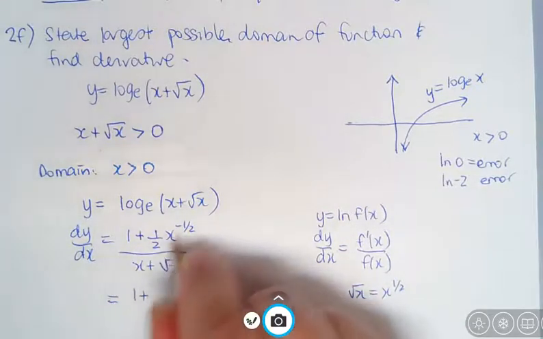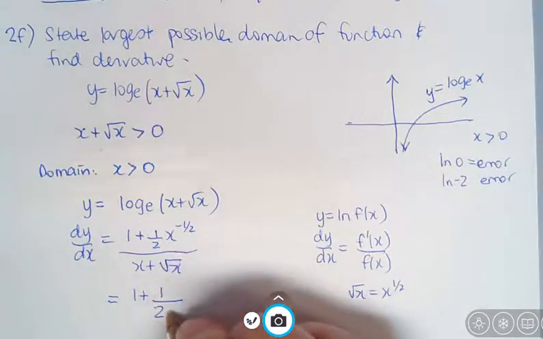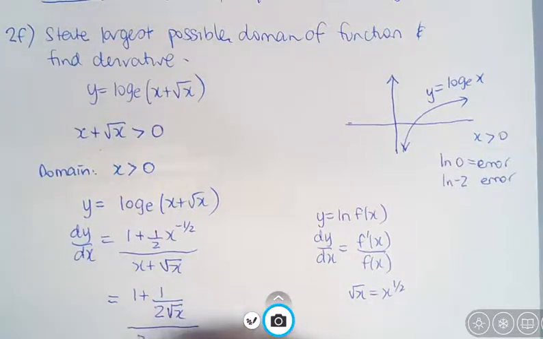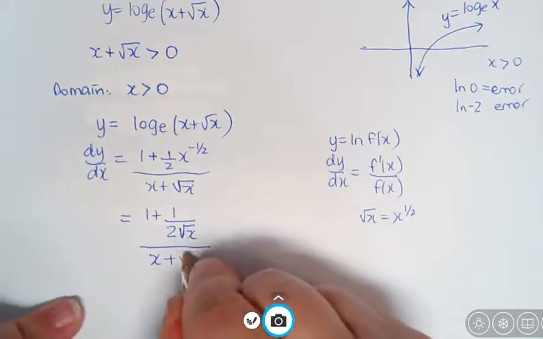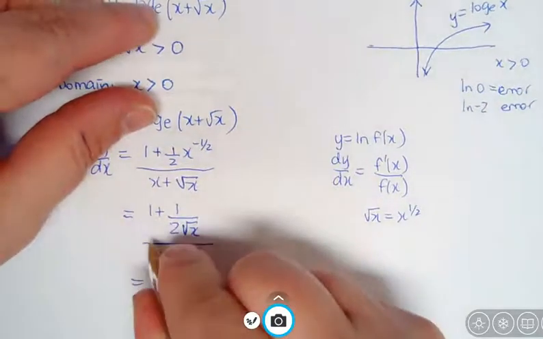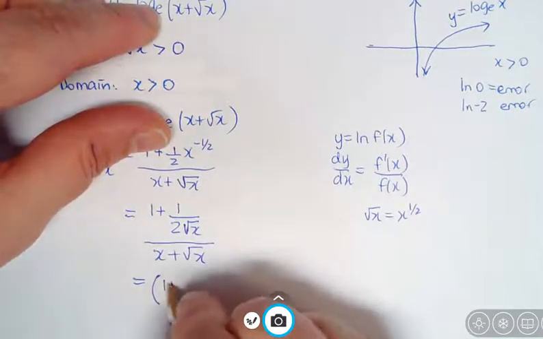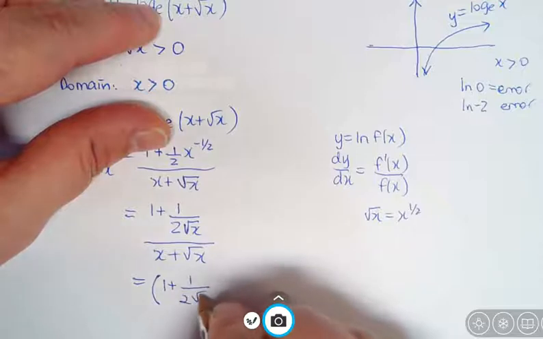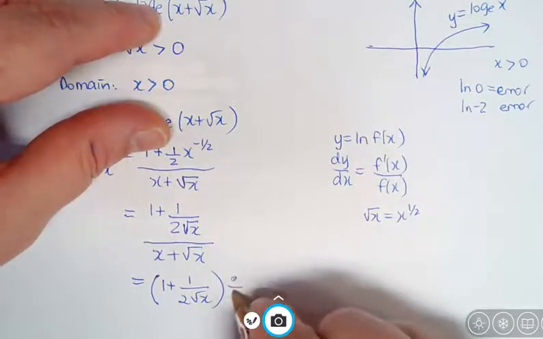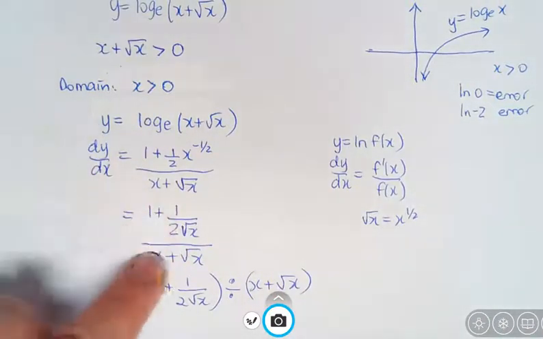Now we can write this as 1 plus 1 over 2, and this x to the negative half can go down here as x to the positive half, or root x, all over x plus root x. We need to make this look a little better. I'll write it separately first: 1 plus 1 over 2 root x, all of that numerator divided by x plus root x.